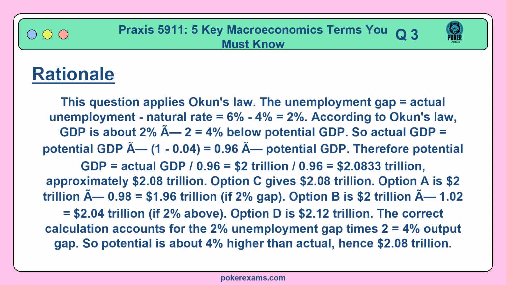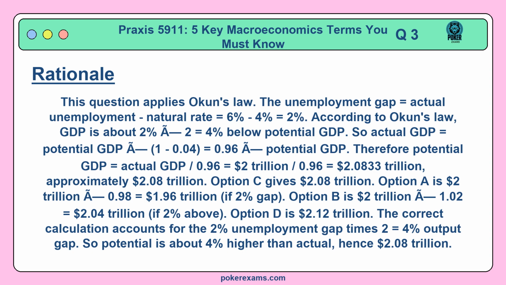So actual GDP equals potential GDP times (1 minus 0.04), equals 0.96 times potential GDP. Therefore, potential GDP equals actual GDP divided by 0.96, equals $2 trillion divided by 0.96, equals $2.0833 trillion, approximately $2.08 trillion. Option C gives $2.08 trillion.